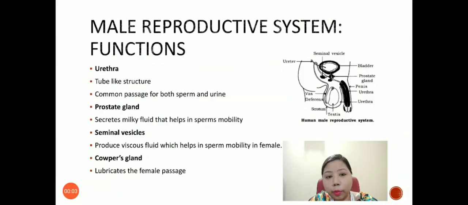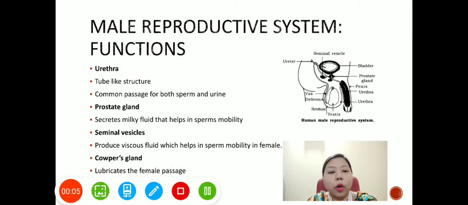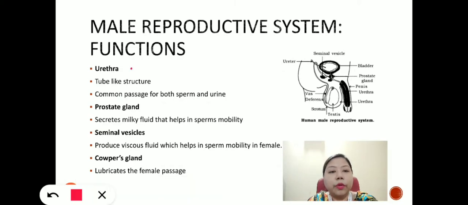So apart from the components which we have discussed, there are also other components of the male reproductive system, that is, the urethra. The urethra is a tube-like structure, and it is also the common path or passage through which both the sperm and the urine will move out of the male body. So here you can see this is the urethra.